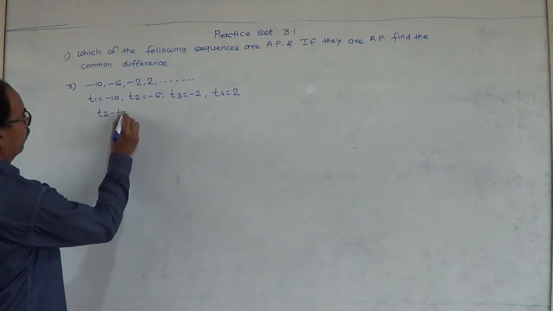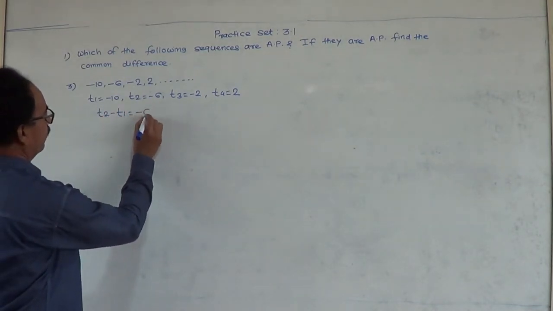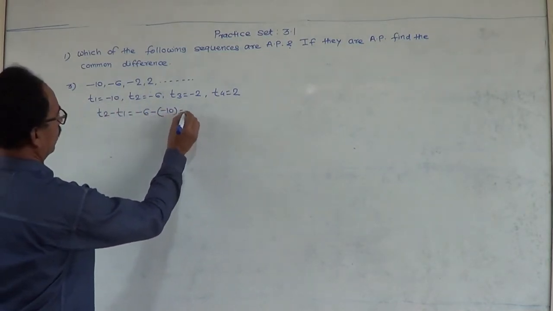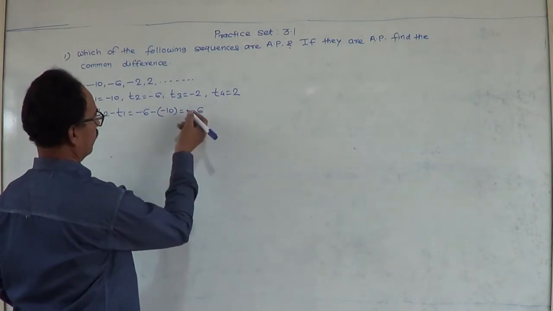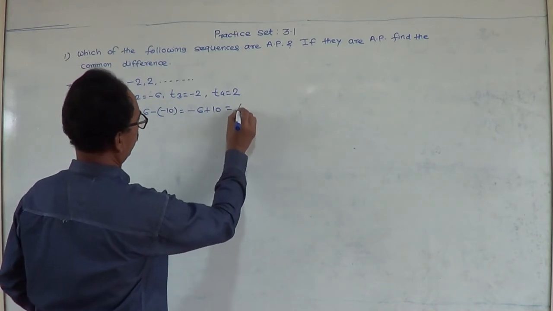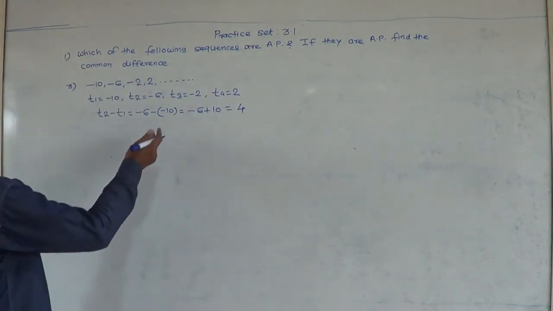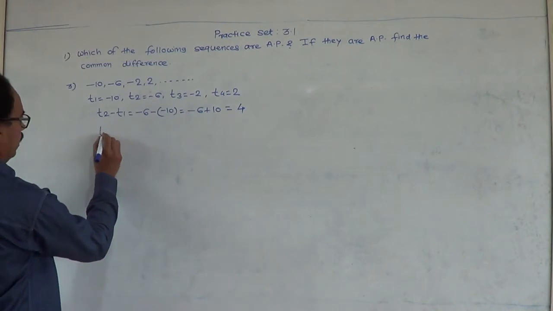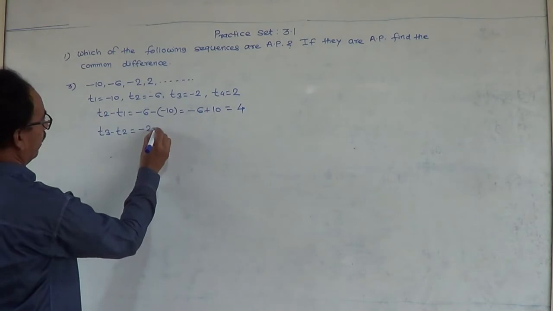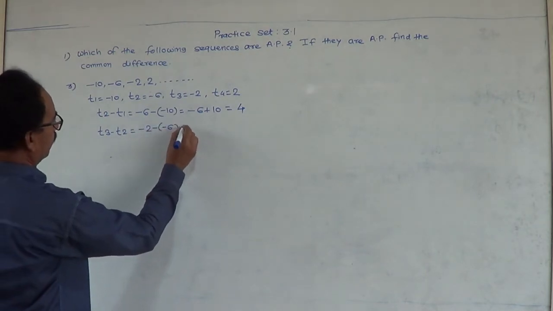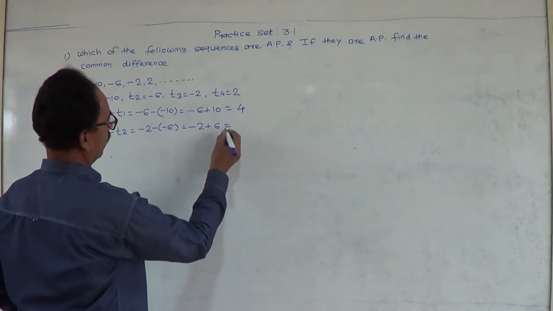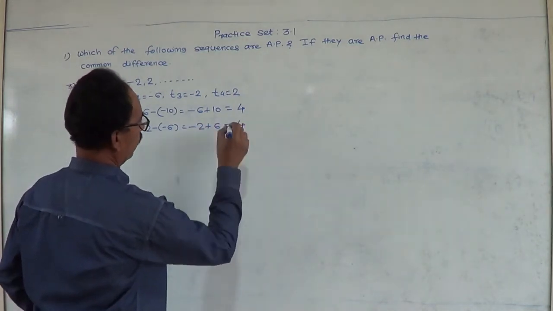T2 minus T1: our T2 is -6 minus -10. Here we will get -6 and minus of -10 will be +10, and we get the answer 10 minus 6, which will be 4. Again take the difference between T3 and T2. T3 minus T2 will be equal to -2 minus -6, which will be -2 plus 6. And we get the answer 6 minus 2, that will also be 4.